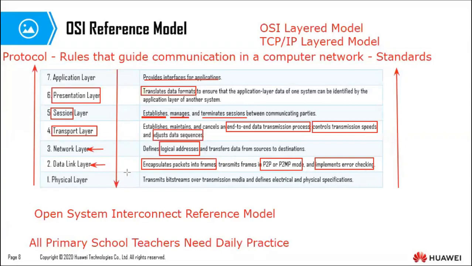Then at the physical layer, this is where we convert the data from zeros and ones into either electrical signals, light signals, or radio waves if we are using a wireless medium. So it's at the physical layer that we implement the conversion of data into a particular format that can be transmitted using a particular medium. Is that clear?